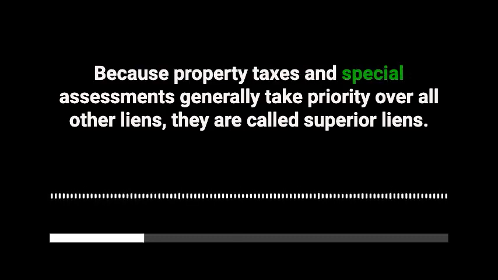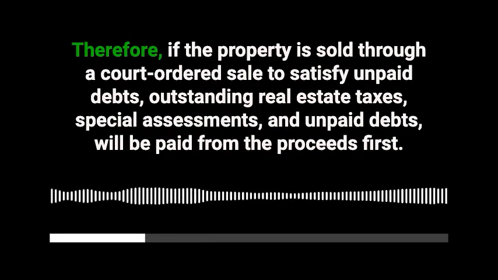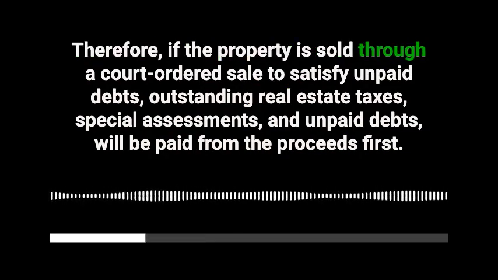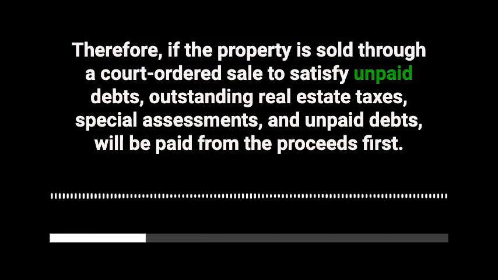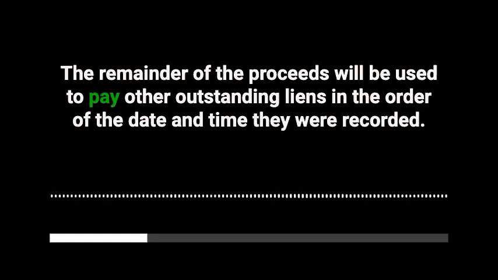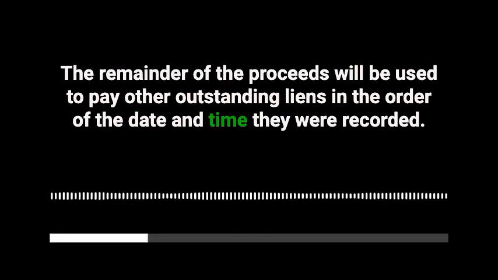Priority of liens. Because property taxes and special assessments generally take priority over all other liens, they are called superior liens. Therefore, if the property is sold through a court-ordered sale to satisfy unpaid debts, outstanding real estate taxes, special assessments, and unpaid debts will be paid from the proceeds first. The remainder of the proceeds will be used to pay other outstanding liens in the order of the date and time they were recorded.